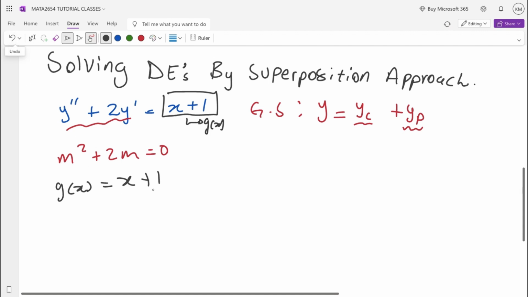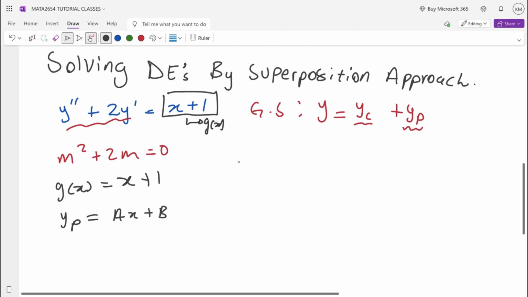What form of a function are we having? We are simply dealing with a linear function. So that will give us an idea that our particular solution has to be of the form Ax + B. Okay, so that is the whole idea of how you find the form of a particular solution.